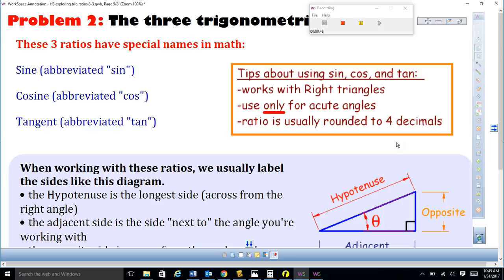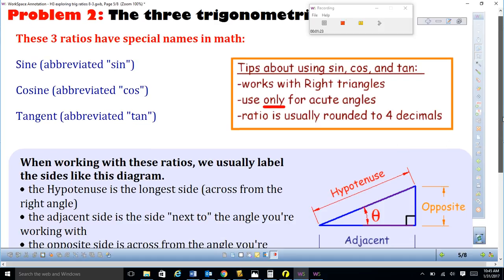So first we're going to look at the 3 special trigonometric ratios. These 3 ratios are sine, abbreviated SIN, cosine, abbreviated COS, and tangent, abbreviated TAN. Just a reminder, these only work with right triangles, and they're only used for the acute angles. We don't use them for obtuse angles, and we don't use them for the right angle in a right triangle. And usually we round the ratio to about 4 decimal places.